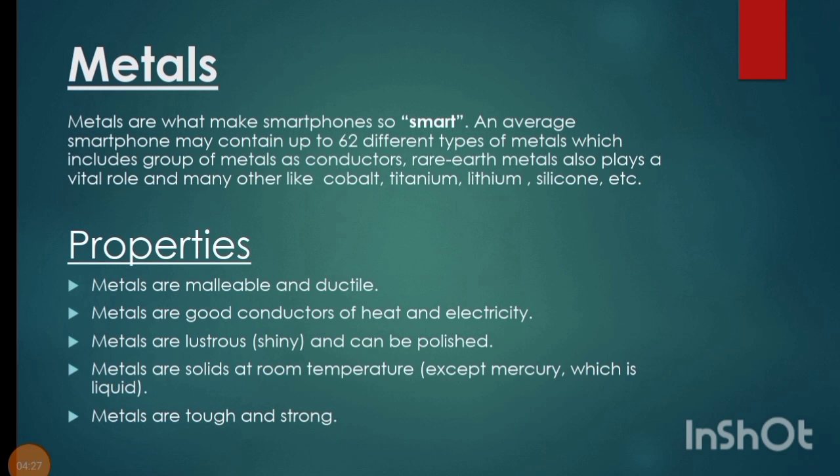Properties of metals. Metals are malleable and ductile, which means they can be converted into wires and sheets. Metals are good conductors of heat and electricity. Metals are lustrous and can be polished. Metals are solid at room temperature and they are tough and strong.